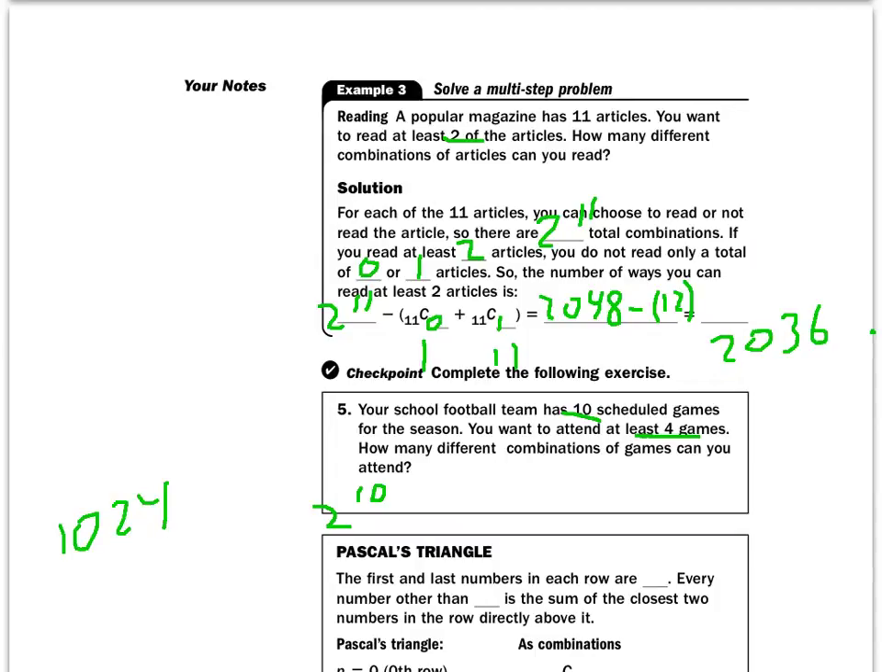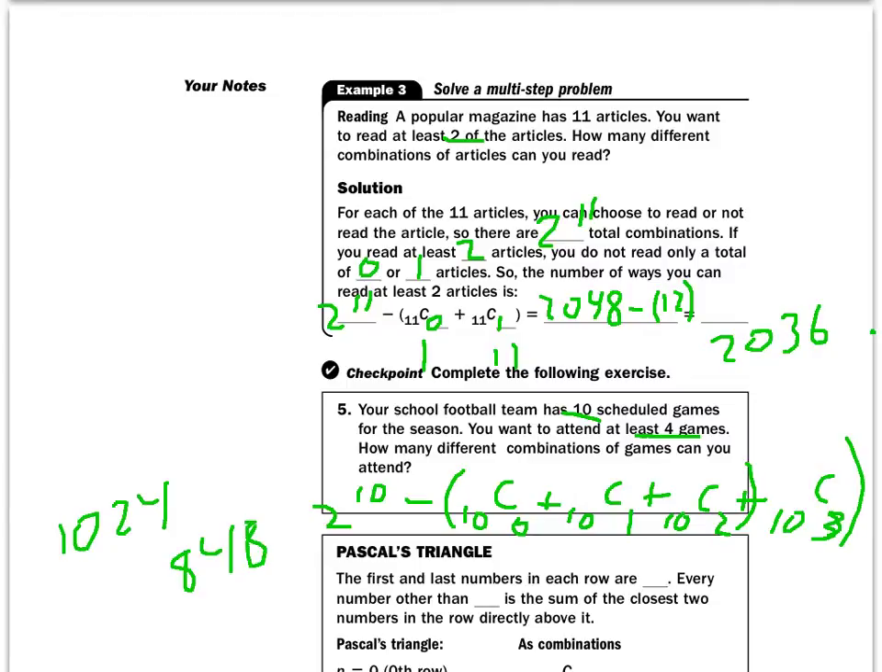But what you can't do, you have to take away the possibility of doing no games, the possibility of doing 1 game, the possibility of doing 2 games, or the possibility of just going to 3 games. That's not possible. You can't do that. And so if I put all that together in my calculator, I hope you ended up with 848 if you just did all the math on that. Okay?